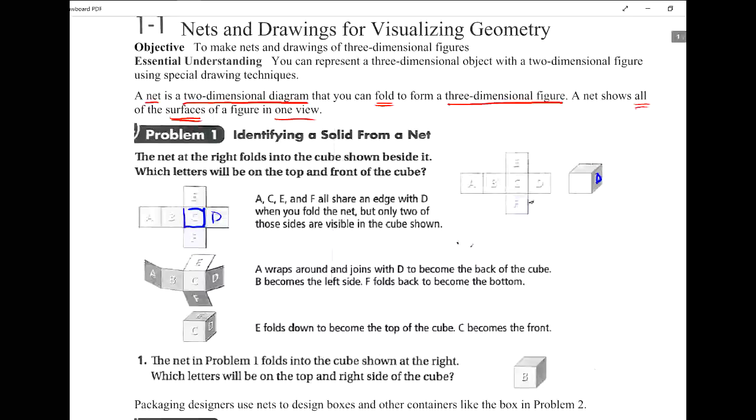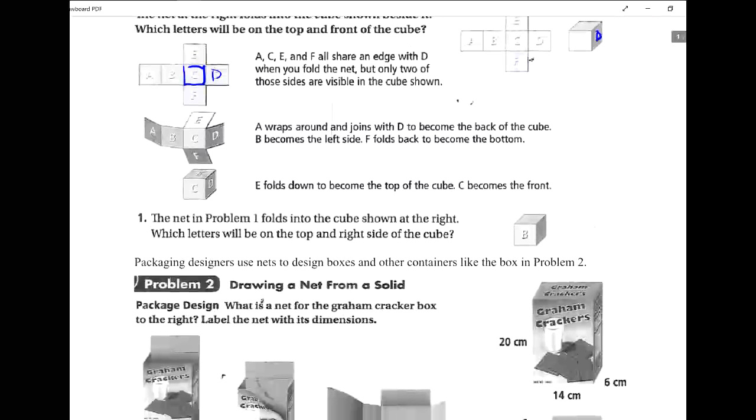So let's look at our first problem. Go ahead and pause the video and try to answer number 1. Okay, we were asked to figure out if we folded our net up into a cube, which letters would be on top and on the right side. So there's a couple of different ways that you could do this depending on how you folded it, but all of your letters are still going to be in the same order.